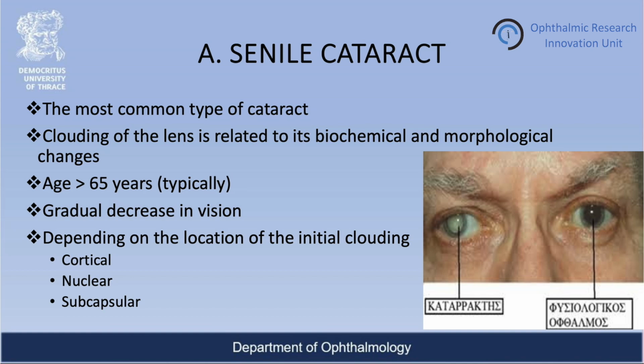Senile cataract is the most common type of cataract. The clouding of the lens is related to the biochemical and morphological changes that occur in the lens over time. It appears in individuals over the age of 65 and is characterized by a gradual decrease in vision without pain. Depending on the location of the initial clouding, cataracts can be classified as cortical, nuclear, or subcapsular.